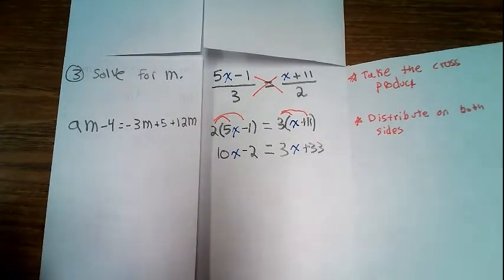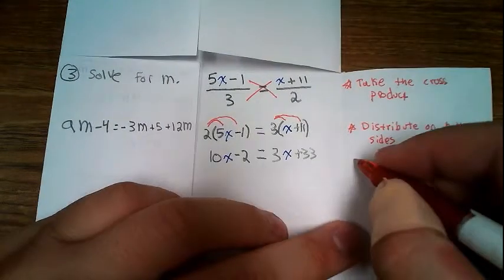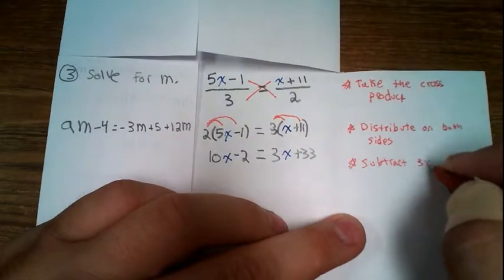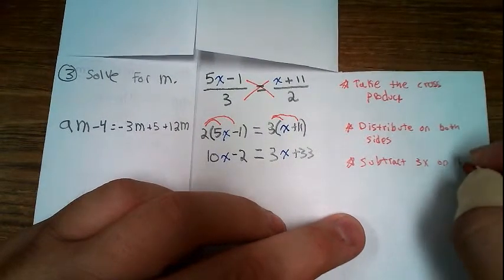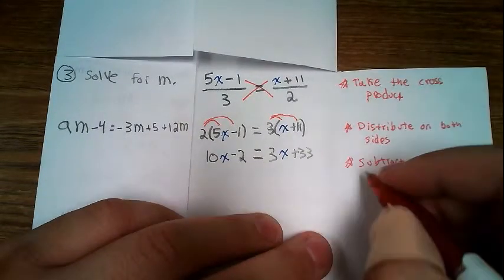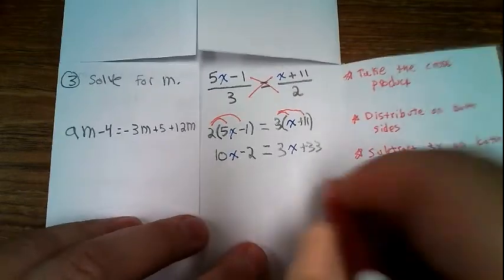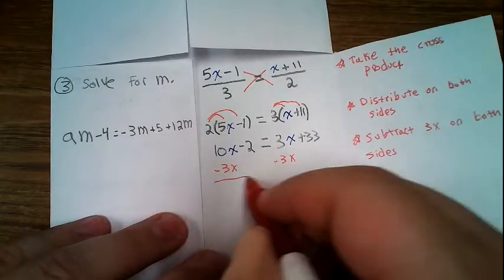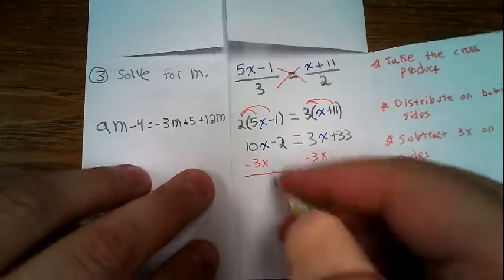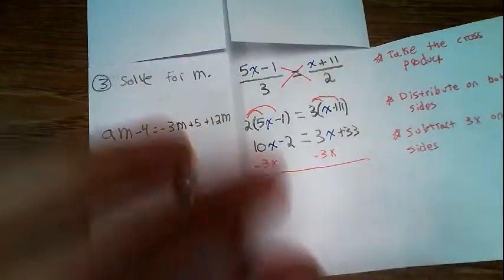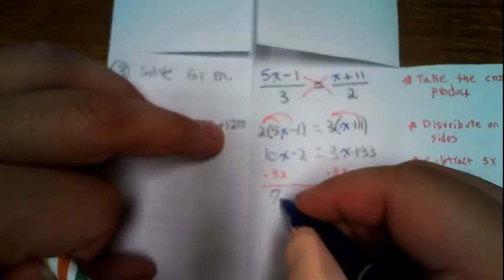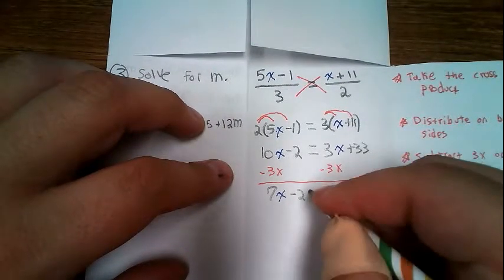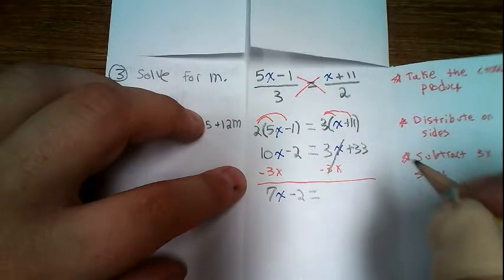So my step here is going to be to subtract 3x on both sides. Subtract 3x, subtract 3x. 10x minus 3x means I have 7 x's remaining, and I still have a minus 2, and that equals, those cancel, equals 33.